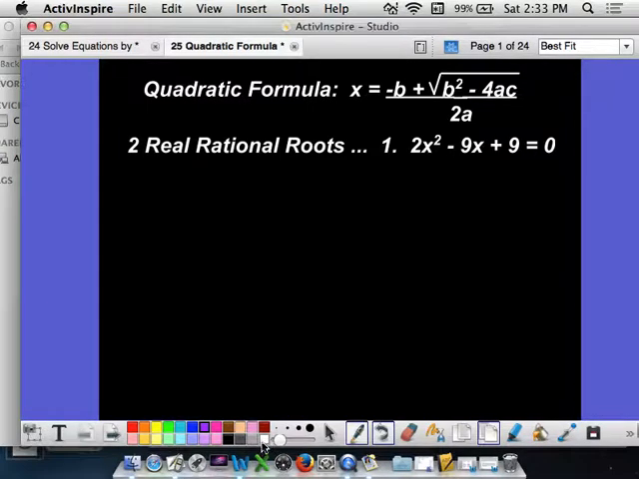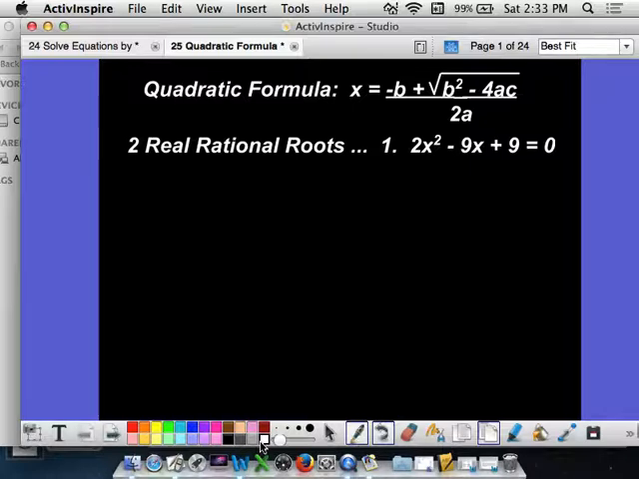In this lesson, we're going to learn how to use the quadratic formula. You have used it in other subjects. I see you probably touched on it a little bit in geometry, but you should have learned it in Algebra 1. Here's the formula. You're going to have to memorize the formula.